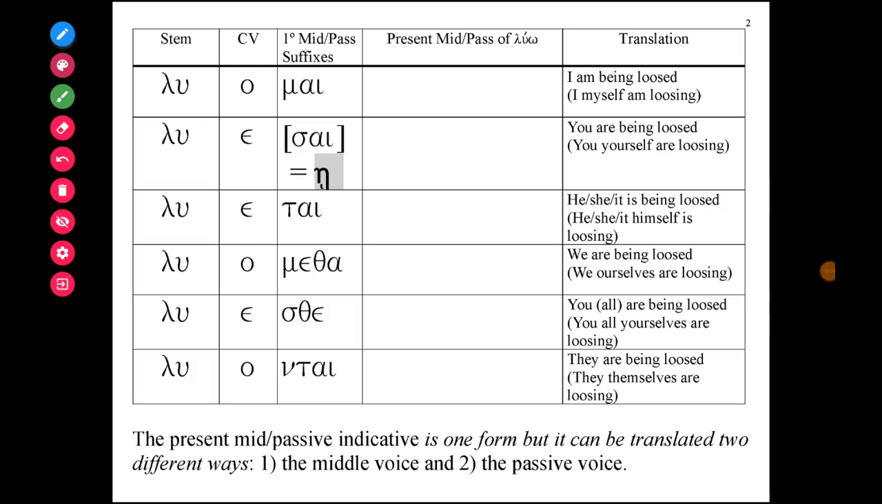Let's see what the verb forms look like using our paradigmatic verb luo. If you drop the omega, the stem is lu, and I'll be using this stem for the following paradigm. To form the present middle passive indicative, you take the stem, add a connecting vowel, and then the primary middle passive suffixes. Notice that for the English translation, the rightmost column, I've given two translations. The first translation is more common. The passive voice translation occurs far more frequently than the middle voice translation, which is in parentheses. I'll explain the middle voice translation in the subsequent slides. But for now, let's go over the forms of the present middle passive indicative.